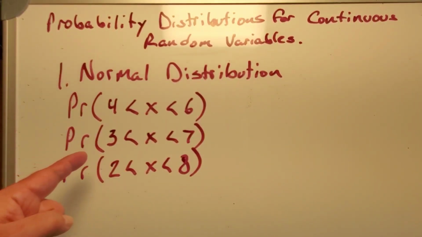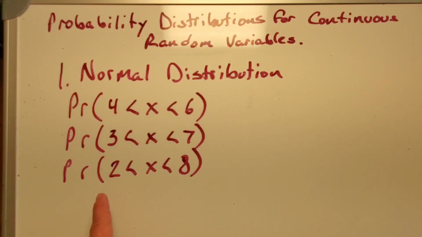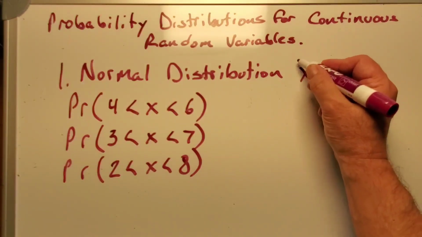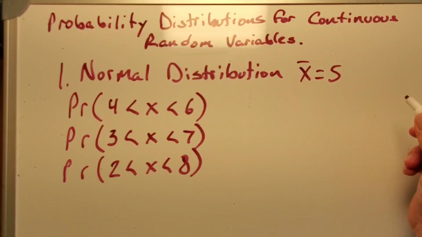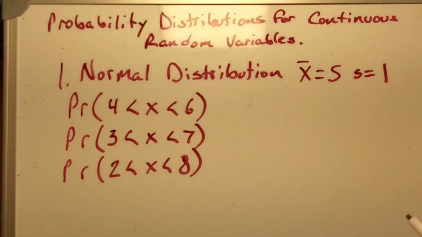Second one, what's the probability of randomly selecting an individual whose birth weight is between 3 and 7 pounds? And finally, what's the probability of randomly selecting an individual from this group whose birth weight is between 2 and 8 pounds? Remember, we're still assuming that the mean of the distribution is 5 and that the standard deviation is 1. Go ahead and pause the video, work those, and then come back. Okay, let's go ahead and do those.